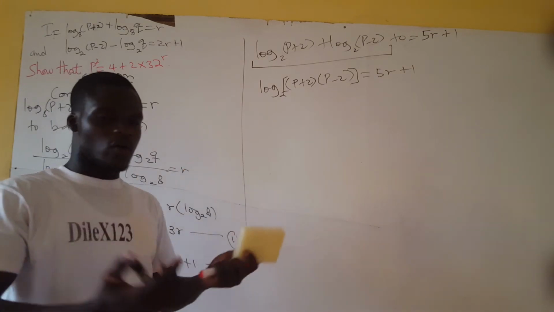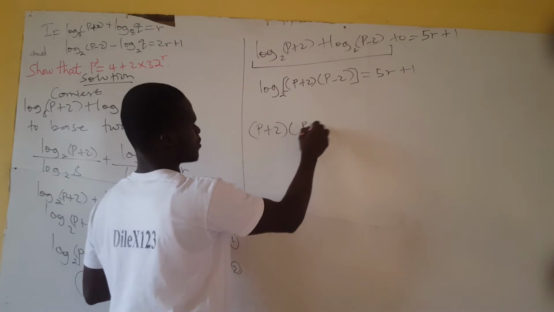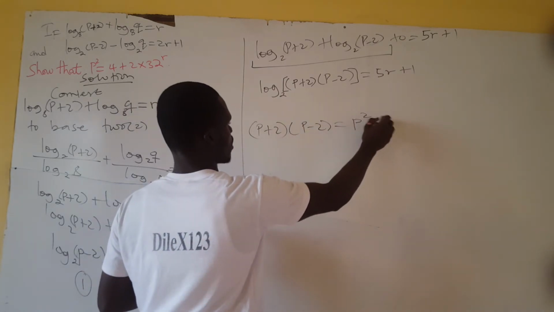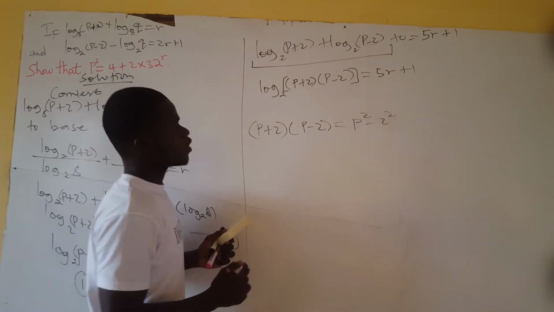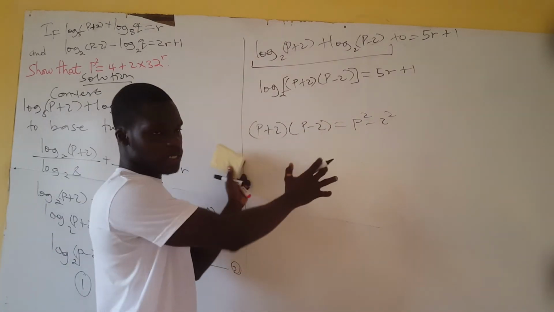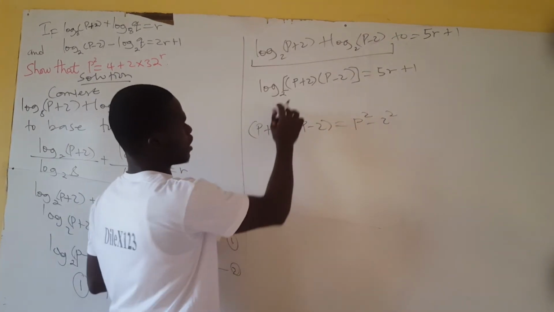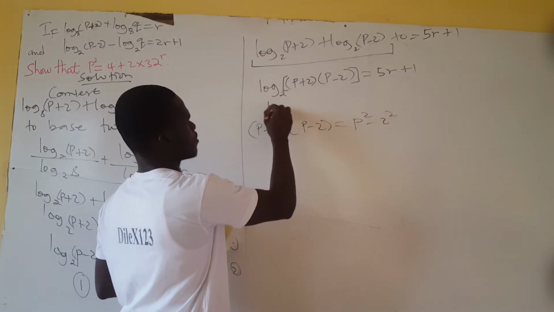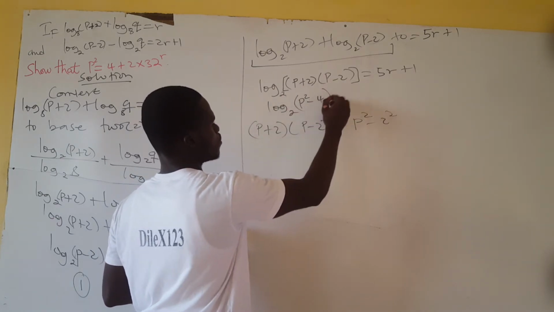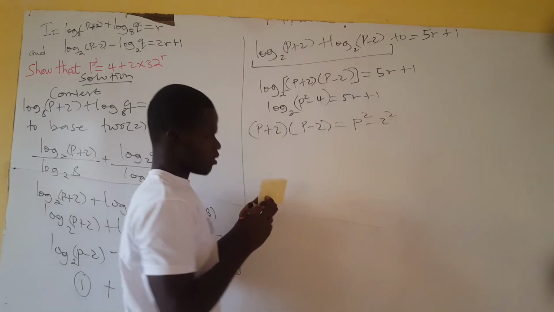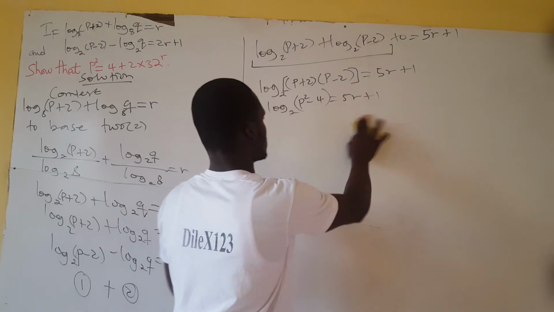Now, by convention, if we have something like p plus 2 times p minus 2, the answer is always p squared minus 2 squared. We call this difference of two squares. So when you expand this, what you have will be p squared minus 4, or p squared minus 2 squared. So another way we can write this is log (p squared minus 4) base 2 equals 5r plus 1.